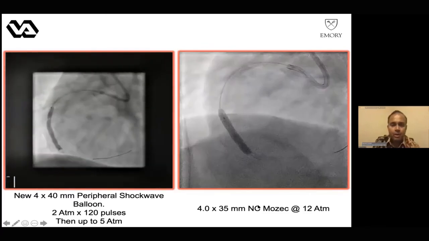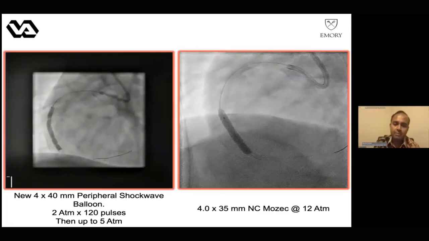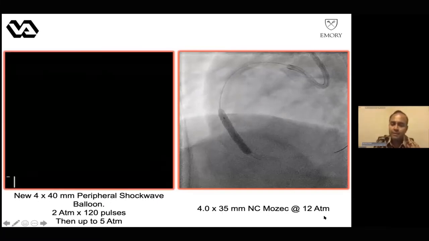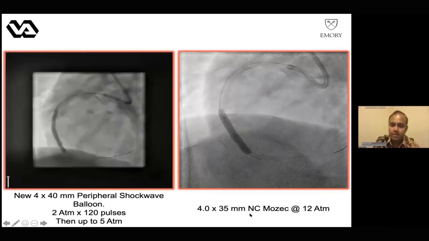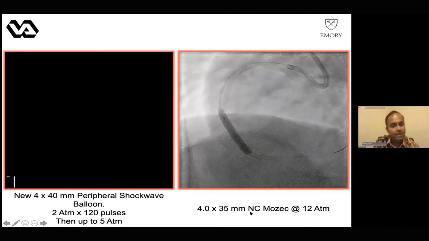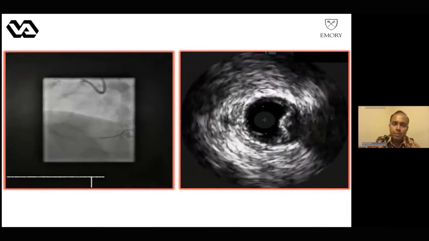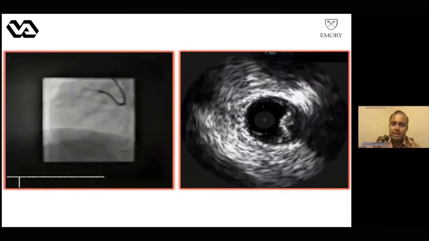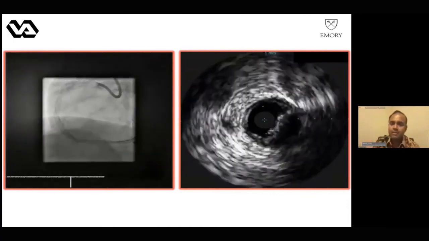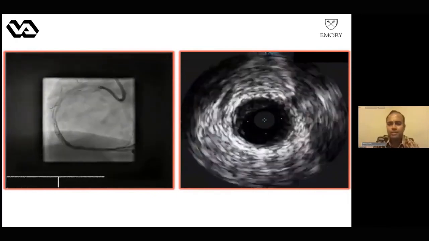At this point, we did, as I said, 2 atmospheres, 120 pulses, up to 5 atmospheres. We were able to then expand a 4.0 by 35 NC mosaic at 12 atmospheres without a problem. So that balloon was able to fully expand, which we had never had till that point in time. So at this point, we decided to stop here, and this is an angiogram and intravascular ultrasound, and I will have Prof. Akiko comment on this as well.